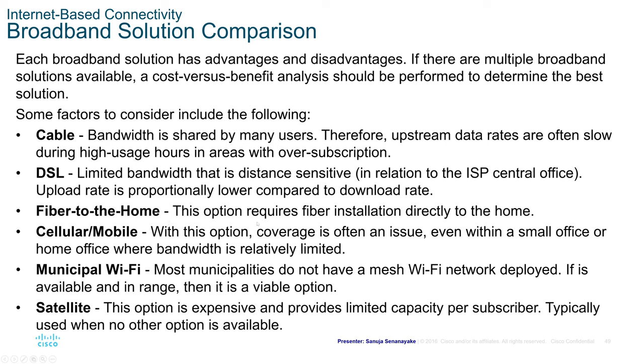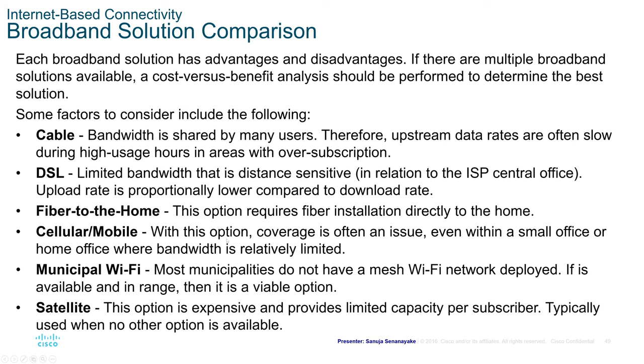Fiber to the home. This option requires fiber installation directly to the home. It is advantageous for speeds. However, it may be costly. Most fiber to the home network connections are more expensive. The packages are more expensive, and the equipment associated with that may be more expensive. Cellular and mobile systems. With this option, the coverage is often an issue. Even within a small office or home office where bandwidth is relatively limited, this can be an issue that you need to be aware of and mitigate.